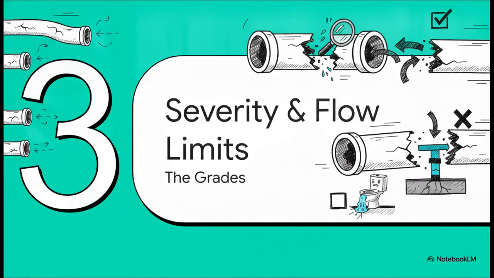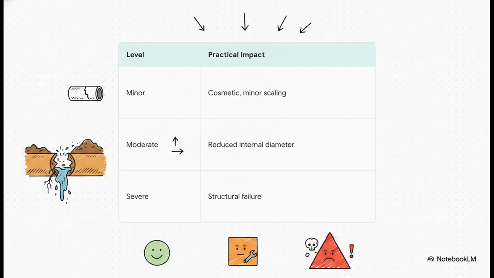Which brings us to section 3. Severity and flow restrictions. Let's look at the grades. You'll notice many companies use a severity rating system to grade the urgency of a repair. A minor grade usually means the defect is cosmetic, early stage, or just minor scaling. You probably don't need to dig up your entire yard for a minor grade.